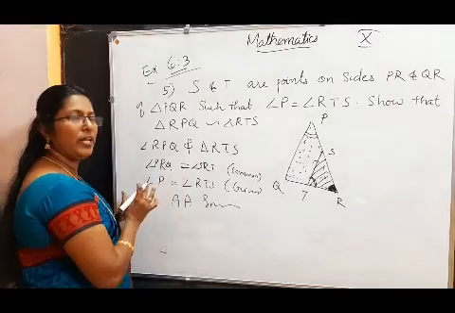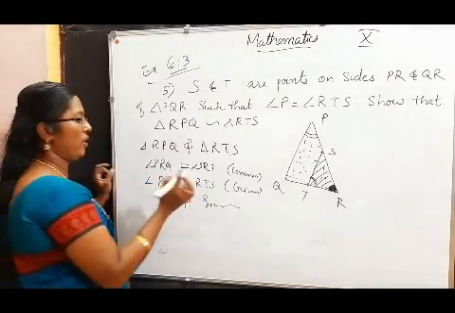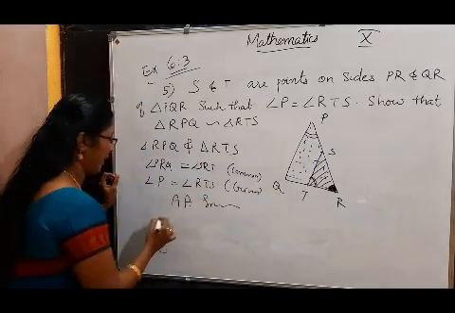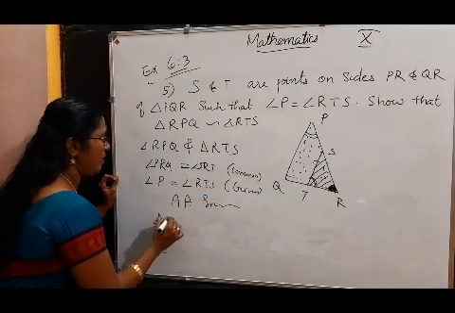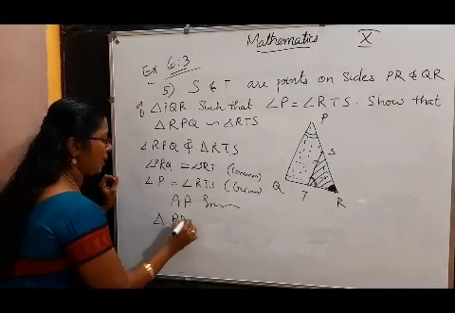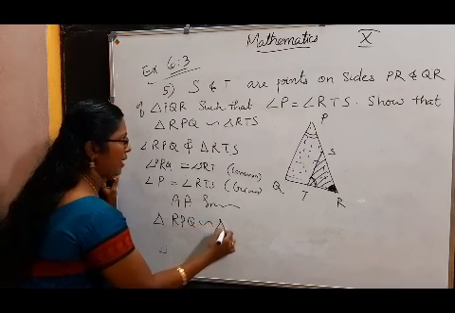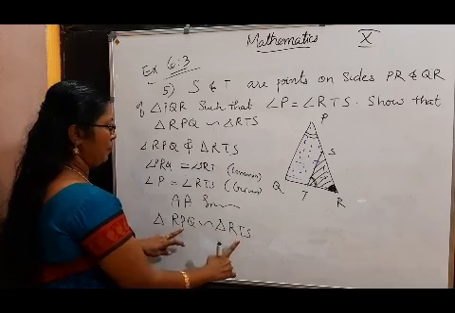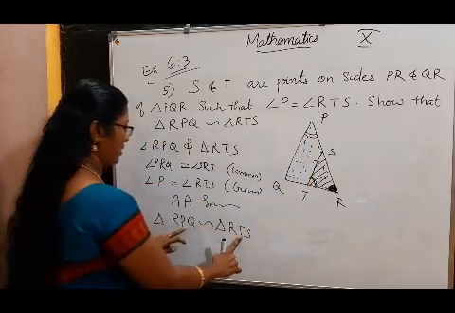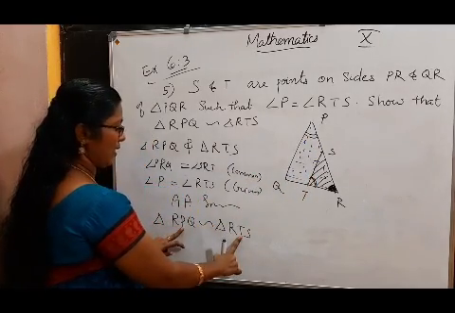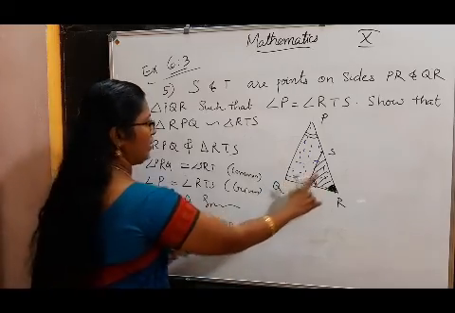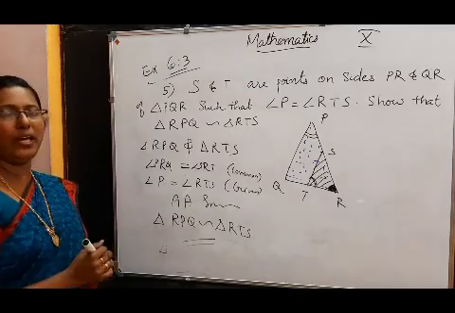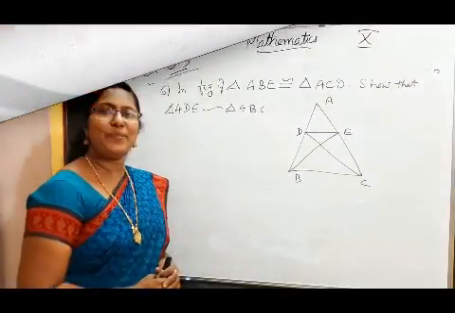What about the corresponding angles? Corresponding angles are equal. Then R equals R, T equals P. So arrange that way: triangle RPQ is similar to triangle RTS. Here R is common, P and T are equal, and Q and S are also equal. Hence proved. Okay? Clear? Question number 6.